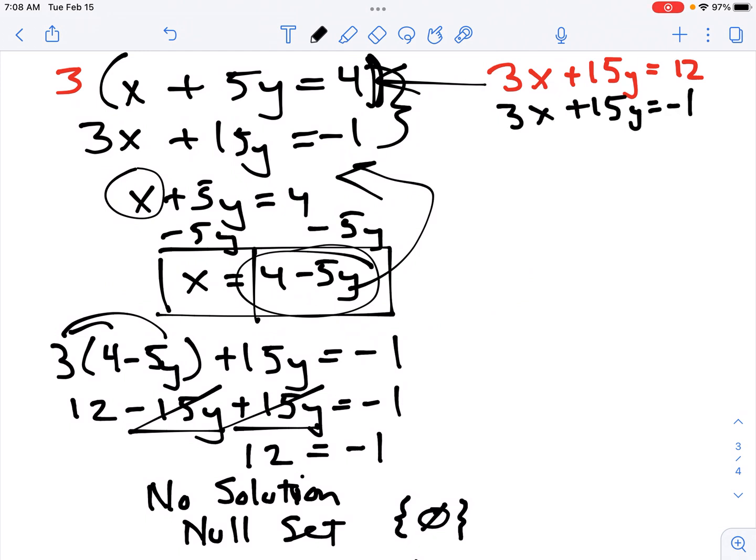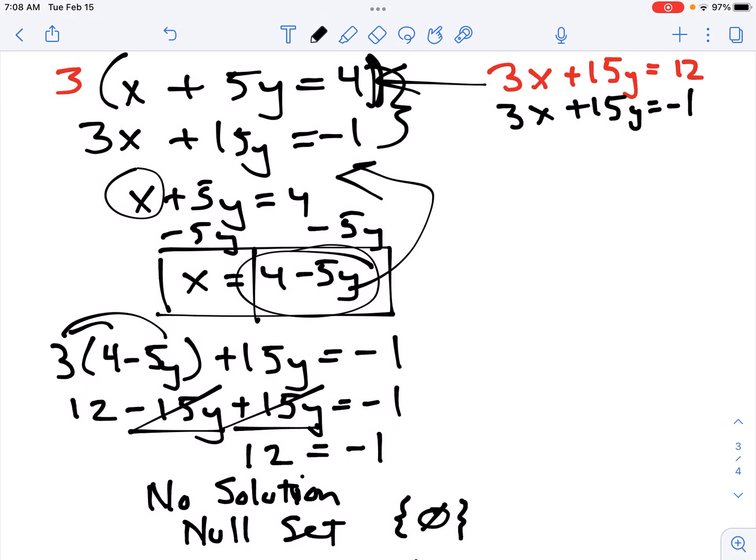And when you have a situation where your x's and your y's all have the exact same coefficients, you're going to get one of two things. You're either going to get no solution, or you're going to get an infinite number of solutions, right? All real numbers.